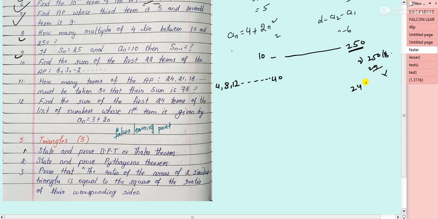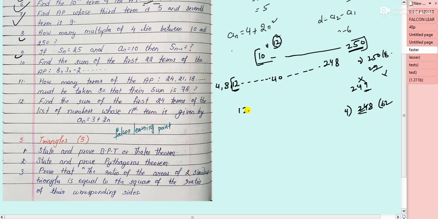Next, take 249. This is not even, so you can't take it. Now come to 248. Is it divisible by 4? Yes. 4 sixes are 24 and 4 twos are 8. Yes, it is divisible. So the last number will be 248 and the first will be 12, because they have asked for numbers between 10 and 250. From 10, 9 and 11 cannot be divided, so only 12 is divisible.